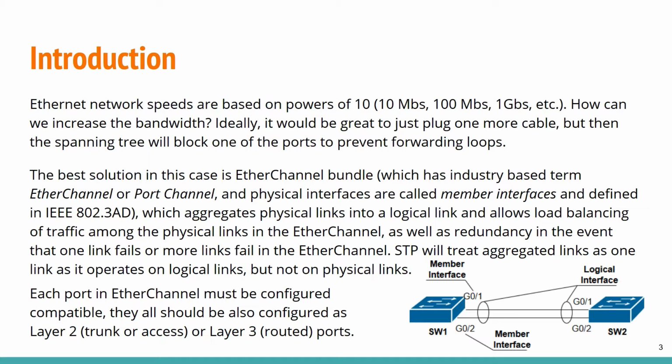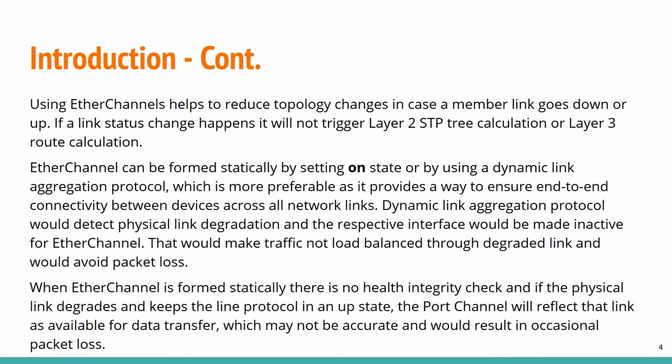STP will treat aggregated links as one link as it operates on logical links but not on physical links. Each port in an EtherChannel must be configured compatibly. They should all also be configured as layer 2 trunk or access, or layer 3 routed ports. Using EtherChannels helps to reduce topology changes in case a member link goes down or up. If a link status change happens, it will not trigger a layer 2 STP calculation or a layer 3 route calculation.